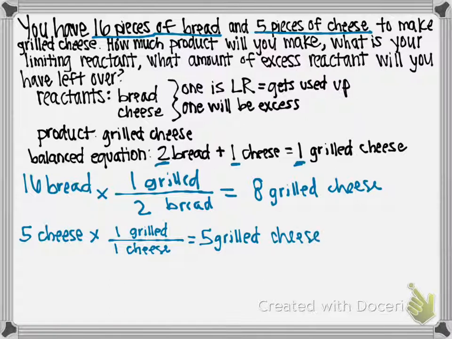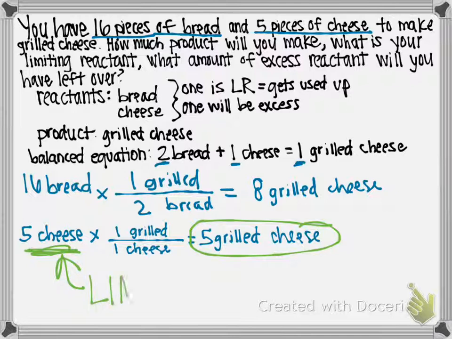Okay, so you look at those 2 numbers. You have 8 grilled cheese, you have 5 grilled cheese. Whatever makes the smaller amount of product is your limiting reactant. So 5 is a smaller number, and because that's smaller, that means the reactant you started with is your limiting reactant, meaning that's the one that's going to get used up. So cheese is your limiting reactant. That means bread is your excess.